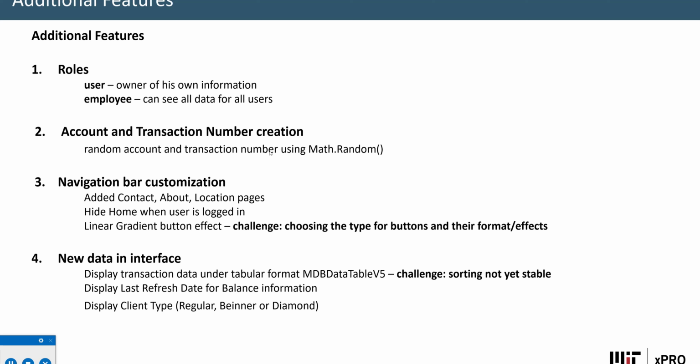regular, beginner, or diamond. Also, I've been adding a new column called note, which is showing to a client if for some transactions greater than $10,000 he needs to make a confirmation with the bank for the transaction.